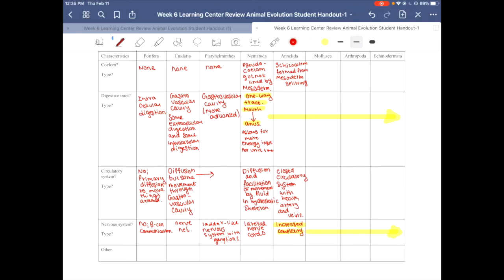Okay, and then next we're going to go to Mollusca, and for these, the coelom forming is going to be the same until Arthropoda, but the Echinodermata is going to be a little different. So what happens to them is they're going to have their coelom that's going to be formed from their gut itself. So they're going to have little pockets coming out of their gut, and that's going to be how they form their coelom.